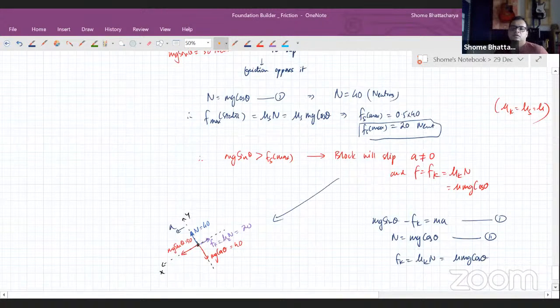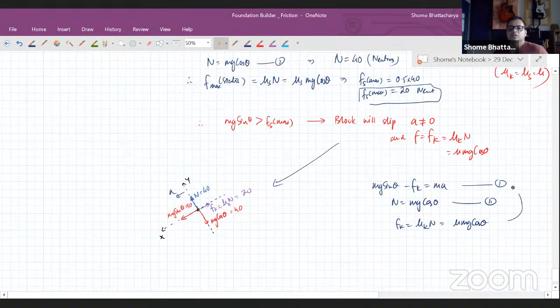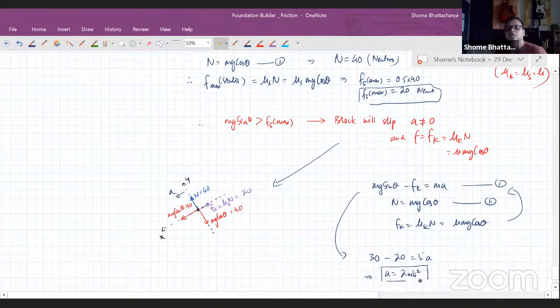So solving this and substituting here, we will get mg sine theta, which was 30 newtons, minus kinetic friction, which is 20 newtons, will become mass into acceleration. So you can see the acceleration will be 2 meters per second square. And the friction, which will be kinetic friction, will be 20 newtons. So this much friction is acting, and this is the acceleration of the block in this particular case.